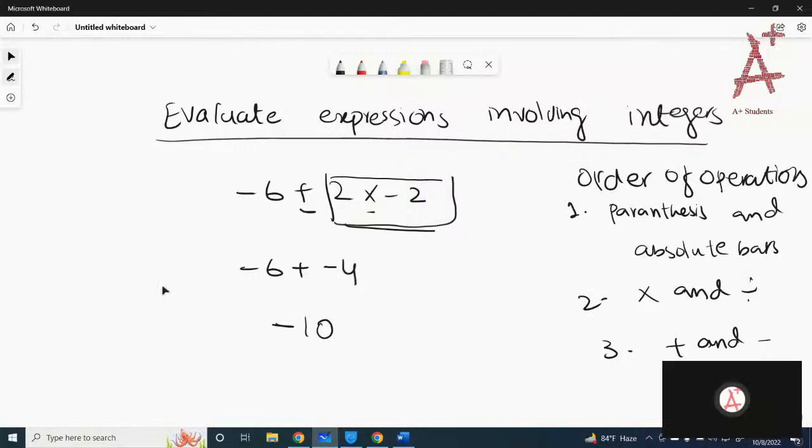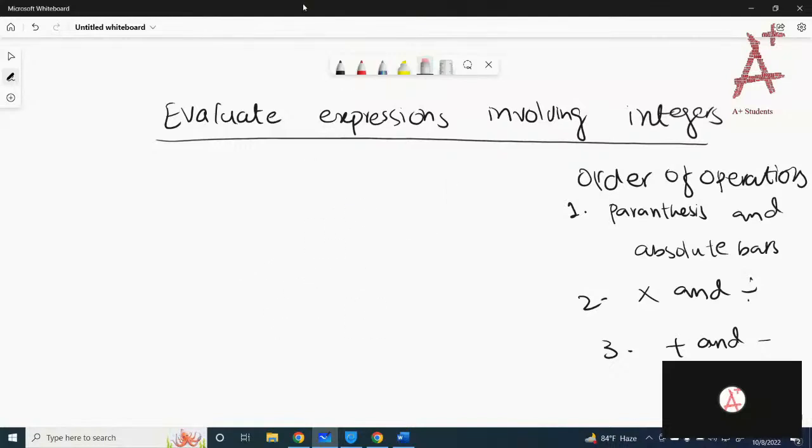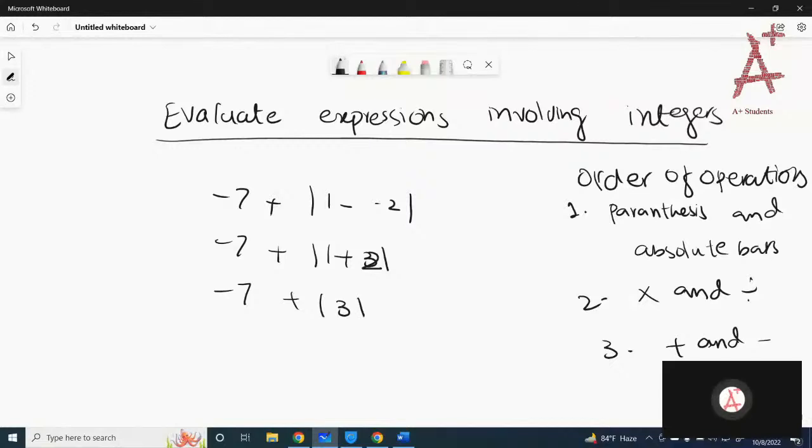Okay, the next example is negative 7 plus the absolute value of 1 minus negative 2. First you have to solve the absolute value. Got it? First solve 1 minus negative 2. Subtracting a negative number is the same as addition, so it equals 1 plus 2, which is 3. So it would be the absolute value of 3, and we know that absolute values are always positive.